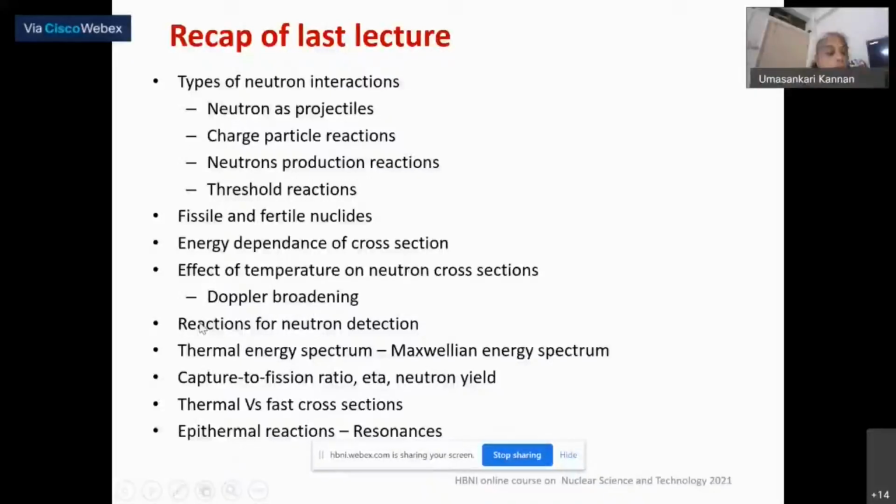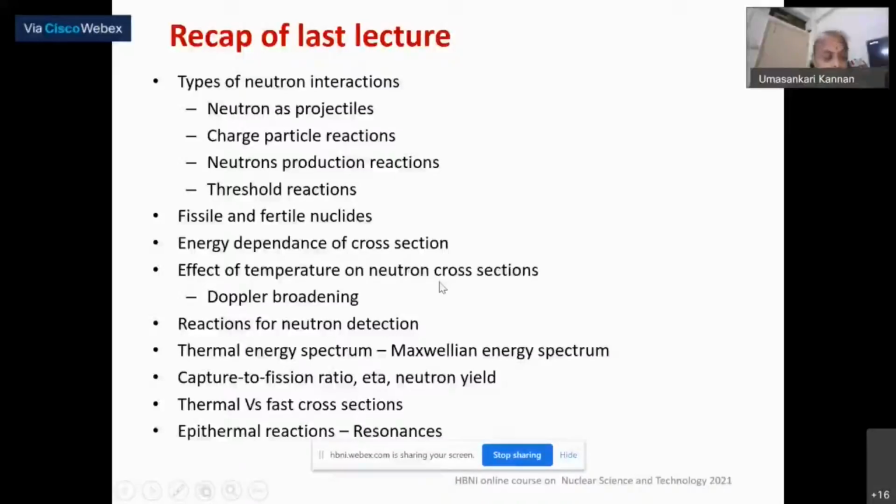Then we saw the types of reactions for neutron detection. I talked about helium-filled gas detectors and the boron n-alpha reaction, which is generally used for neutron detection. I gave you the cross-section as a function of energy. My lecture notes will probably be uploaded today so that you can see all these things. Then we also saw the energy spectrum of the thermal neutrons. I told you they mostly follow the Maxwell-Boltzmann distribution, so they are called the Maxwellian energy spectrum.